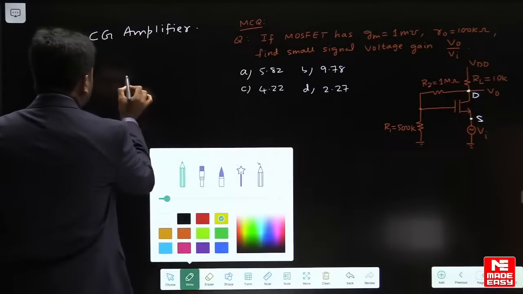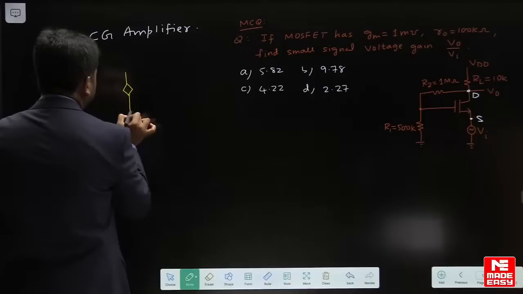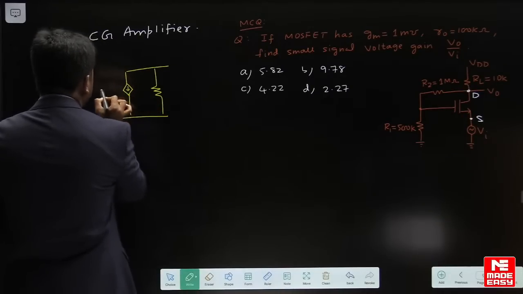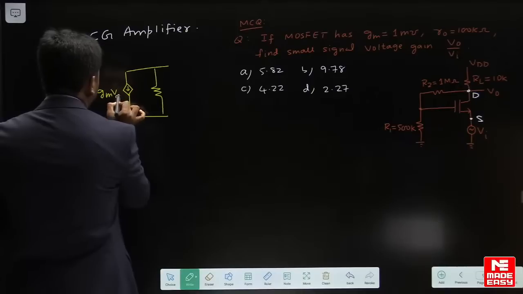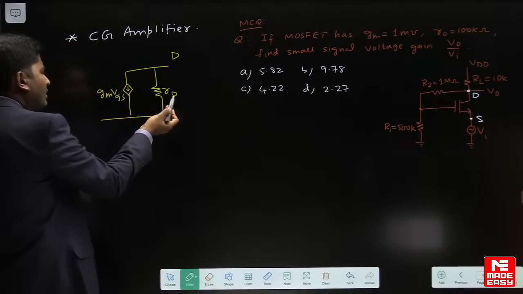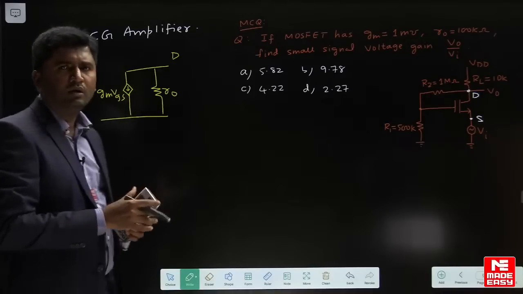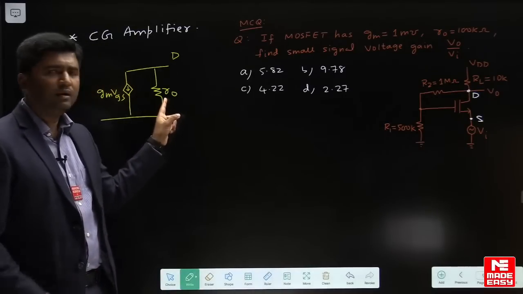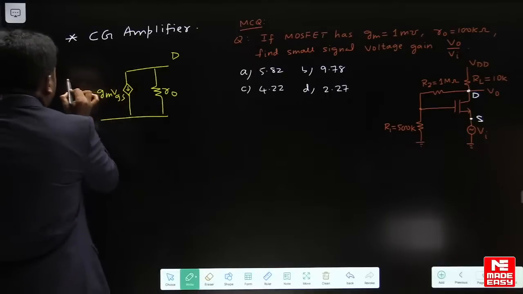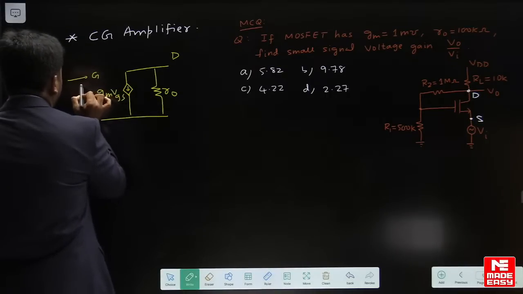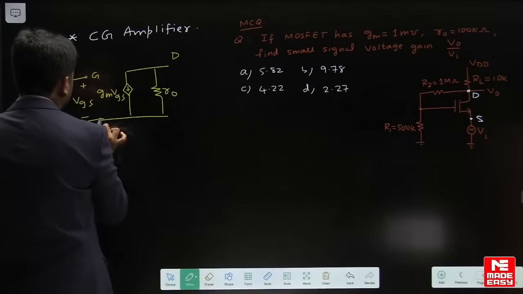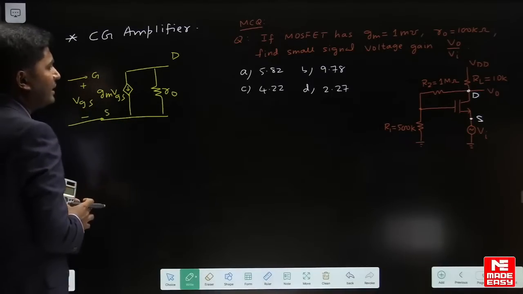Let me draw here the small signal model. This is gm VGS in parallel to R0. That R0 and RDS are the same. In some of the books this parameter is mentioned as R0, in some of the books it is mentioned as RDS. And here is the gate. This voltage we can show as VGS, and then do the remaining connections.